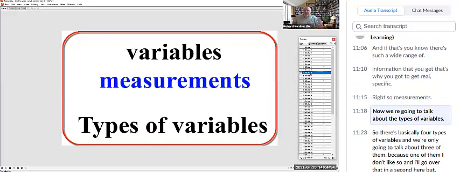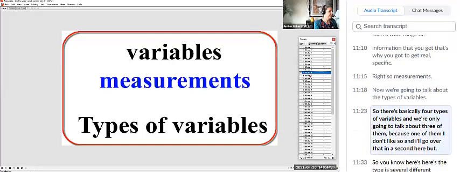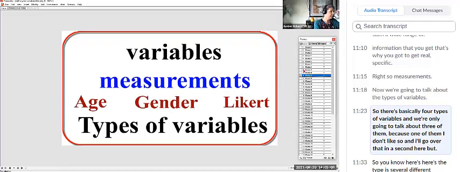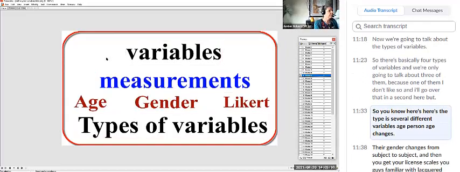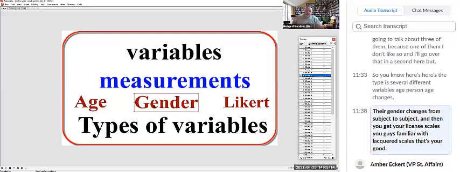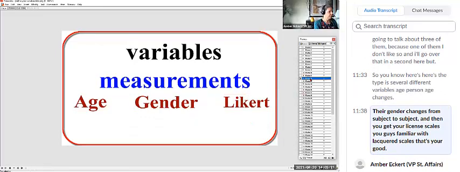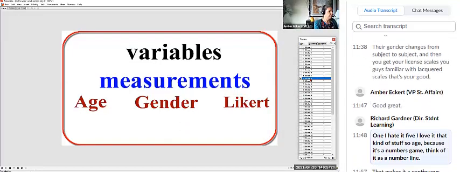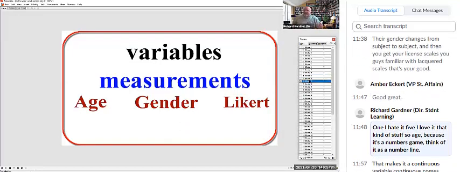Now we're going to talk about the types of variables. So there's basically 4 types of variables, and we're only going to talk about 3 of them because one of them I don't like. I'll go over that in a second here. Here's several different variables. Age, a person's age changes. Their gender changes from subject to subject, and then you got your Likert scales. You guys familiar with Likert scales? Great. 1, I hate it. 5, I love it. That kind of stuff.